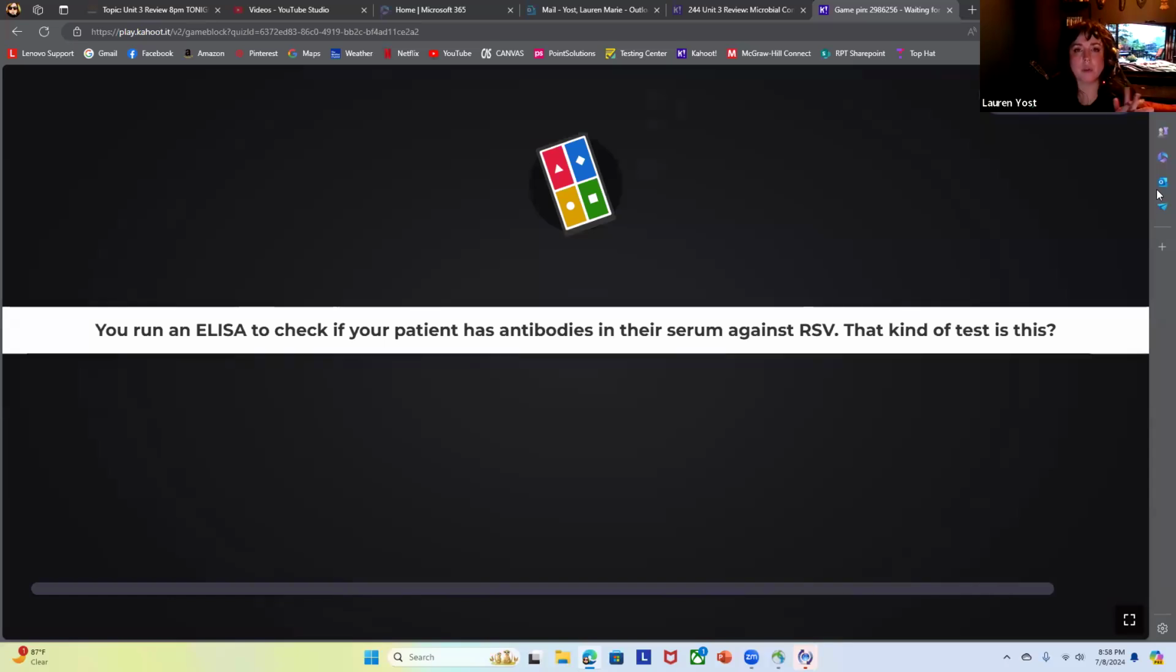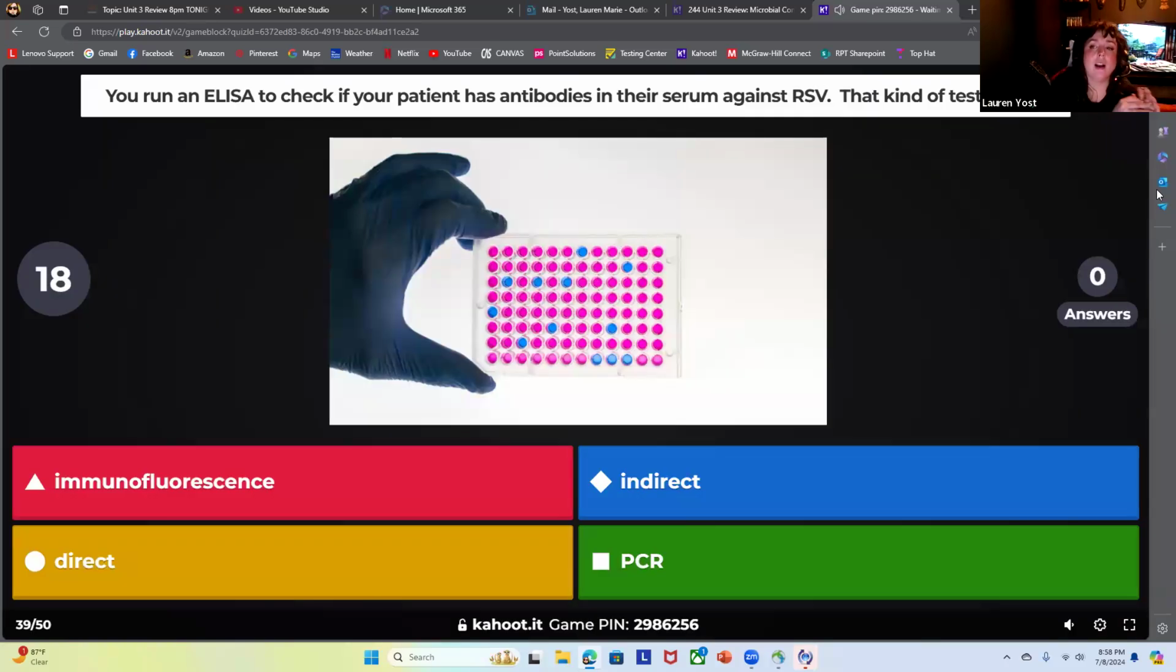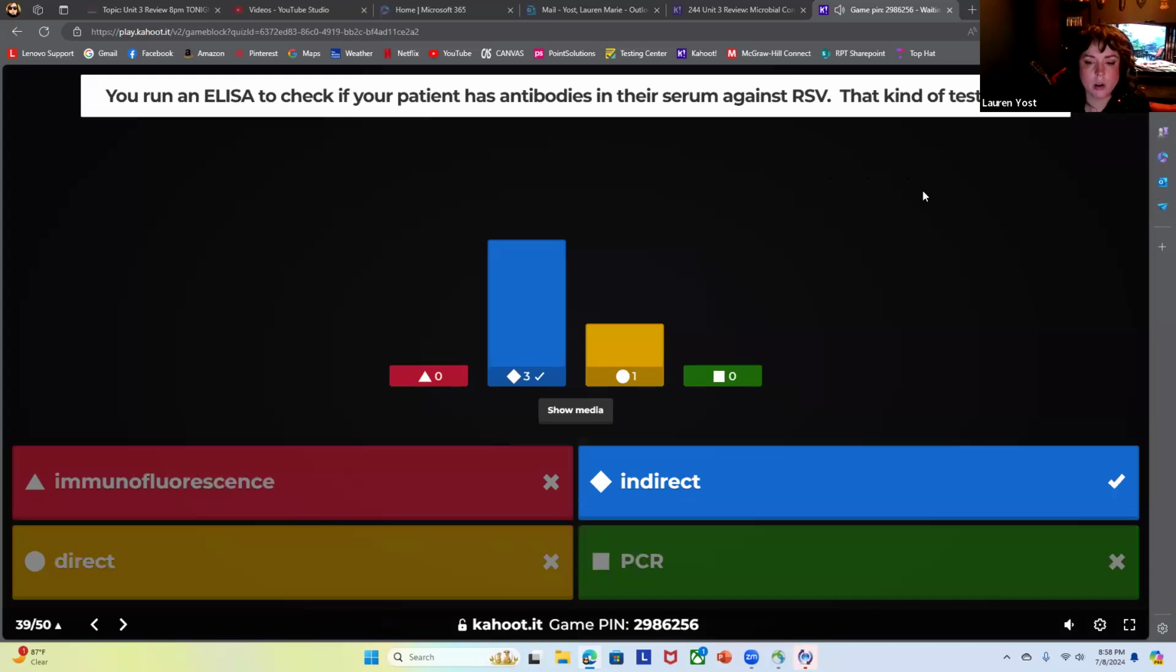All right, you run an ELISA to check if your patient has antibodies in their serum against RSV, respiratory syncytial virus. What kind of test is this? Does your patient have the antibodies? All right, so that's indirect. So definitely be aware of your indirect versus your direct. Specific versus sensitive. Those sorts of things.